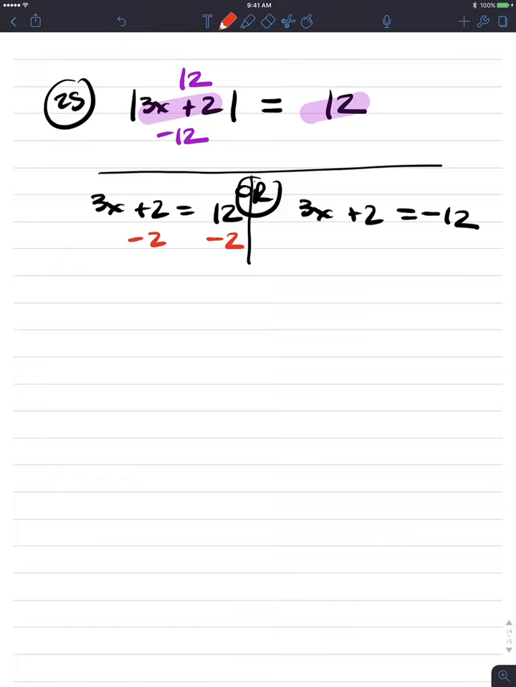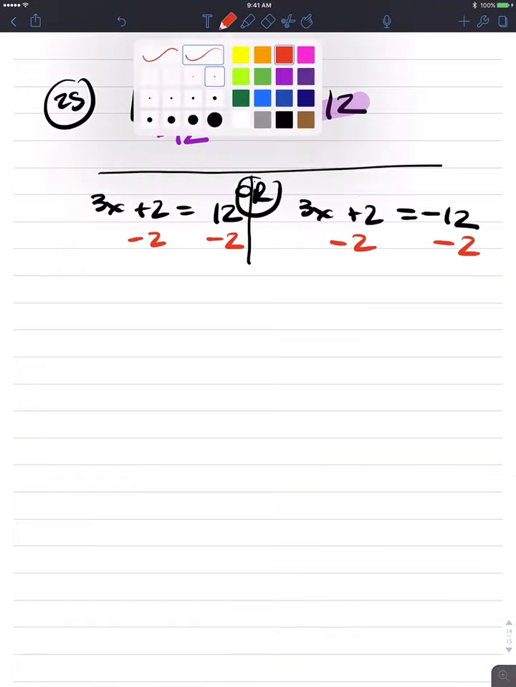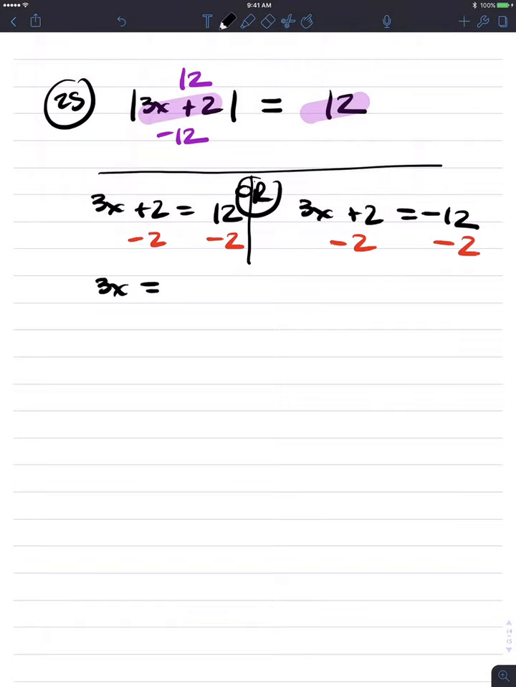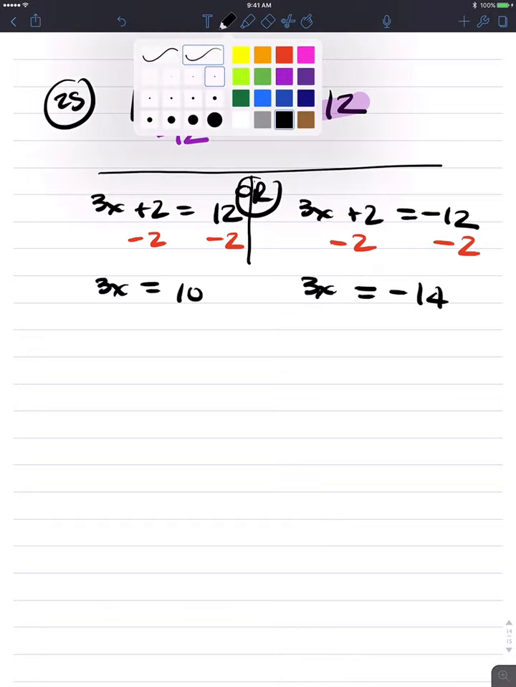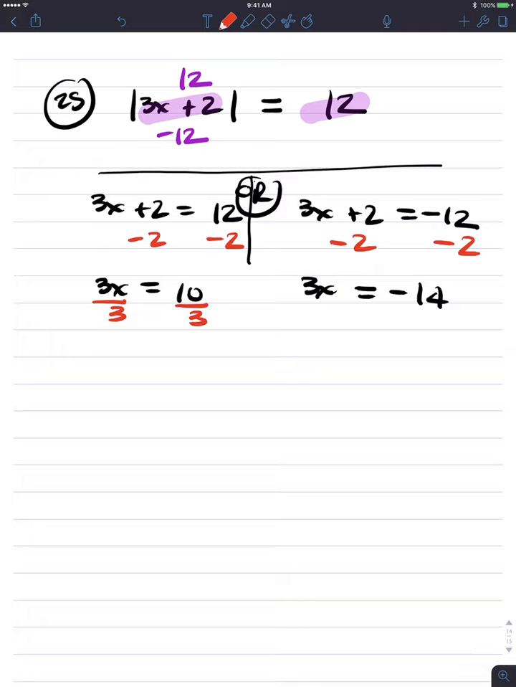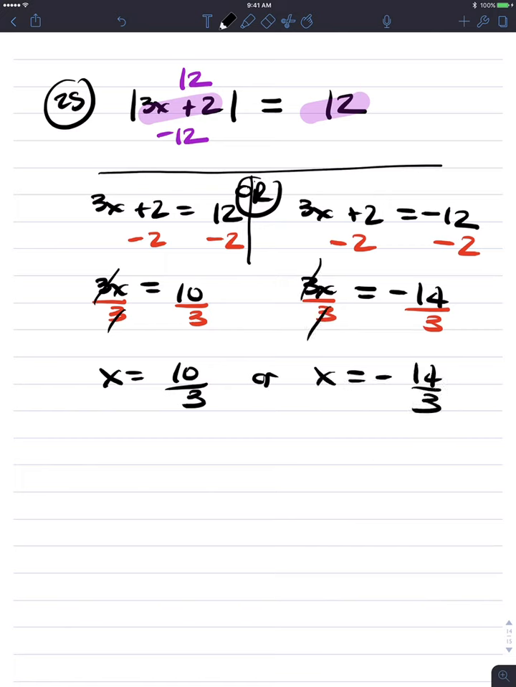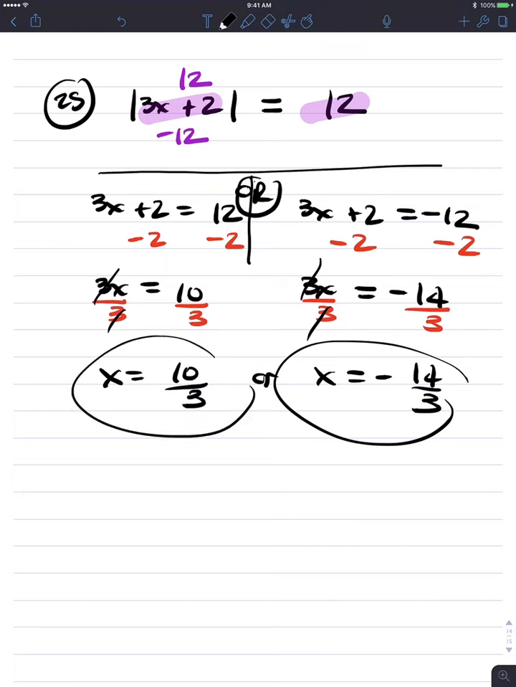We're going to subtract 2 here from both sides for both equations. We get 3x is 10, or 3x is negative 14. Divide both sides here of both of your equations by positive 3. We end up with x being 10/3, or we end up with x being negative 14/3. Two solutions here. Both of these values of x, when I plug them into my absolute value equation, will give me a true statement. And we're done.